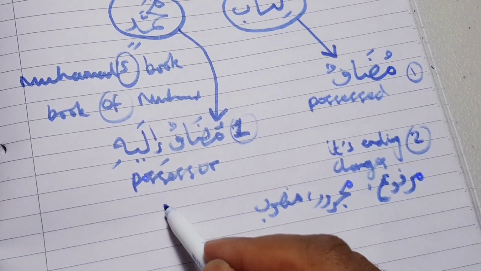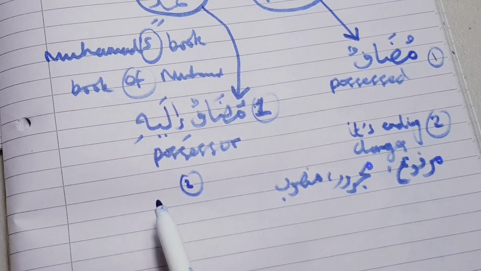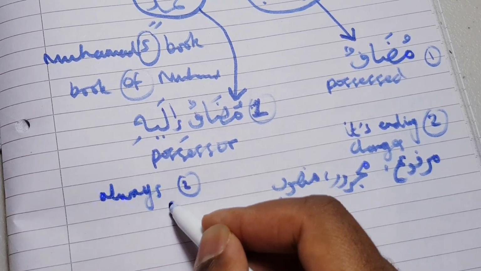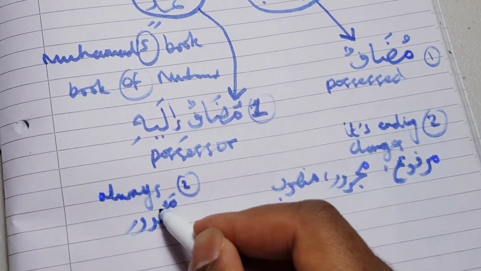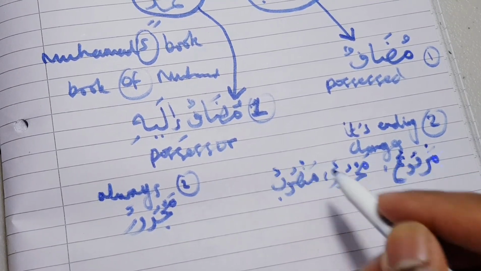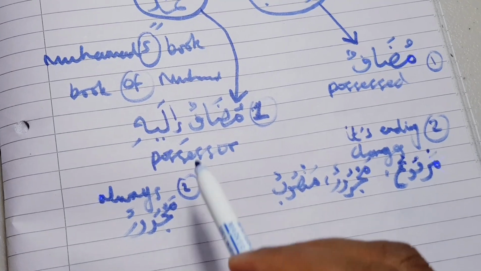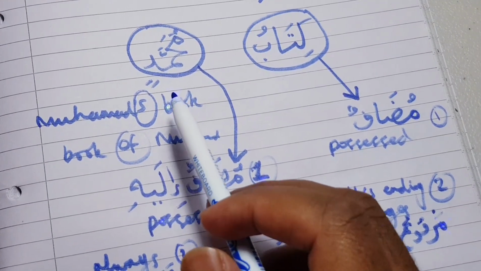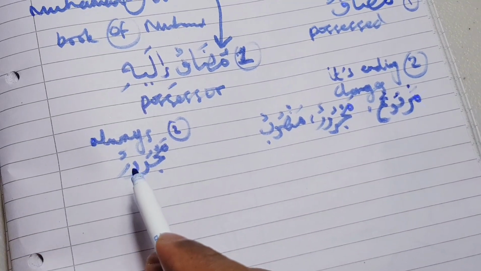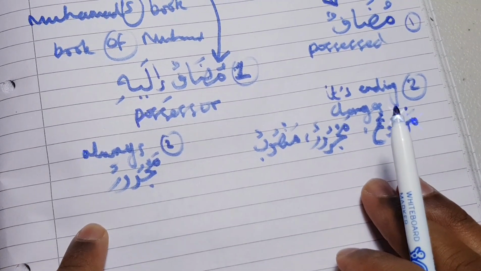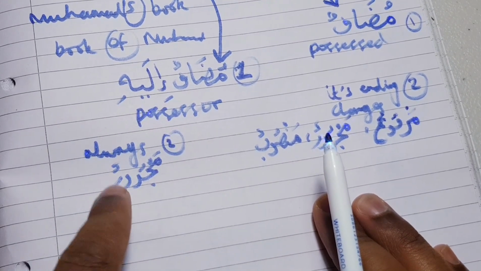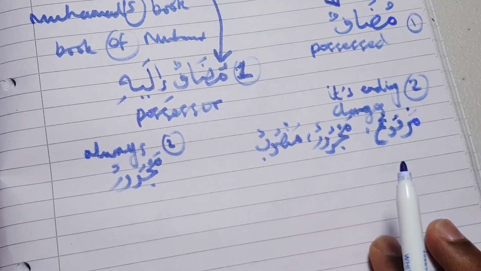How about the mudaf ilayhi? The mudaf ilayhi only takes one case, and that is that it's always going to be majroor. Majroorun. So marfu'un, majroorun, mansubun. Always majroorun. The mudaf ilayhi is always going to be majroorun, hence Muhammadin. And majroor means it takes one kasra or two kasras. So the second point is that the ending of the mudaf changes, whereas the ending of the mudaf ilayhi is majroor always. We don't have it being marfu' or mansub. This is point number 2.